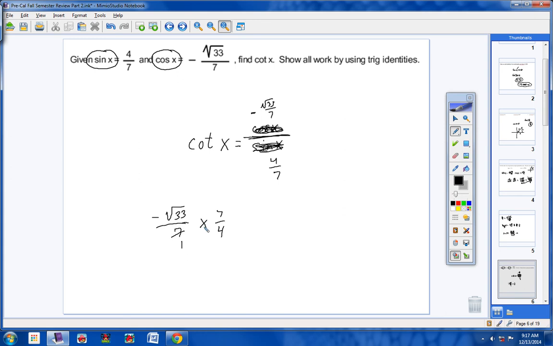This becomes really easy. These cancel. So your answer is going to be a negative fraction times a positive fraction is negative. Square root of 33 times 1 is square root of 33. 1 times 4 is 4. There's your answer. Okay? Cotangent of x equals this. Pretty simple, guys, really, okay?